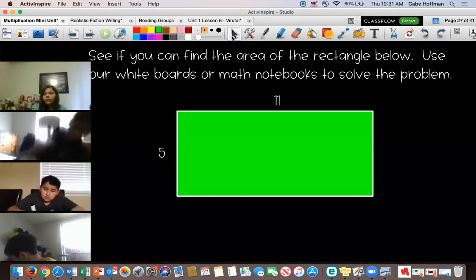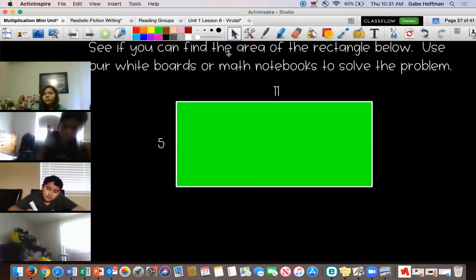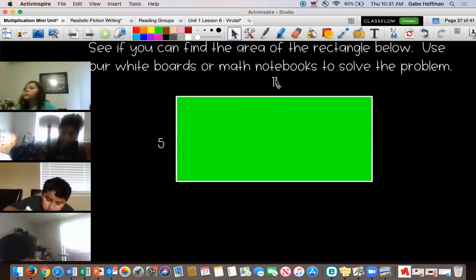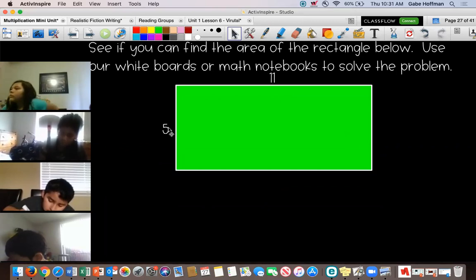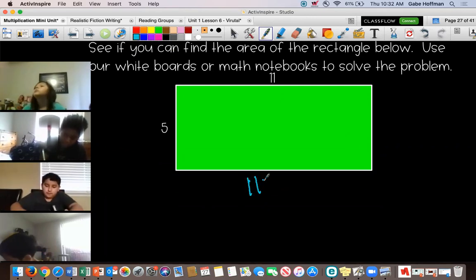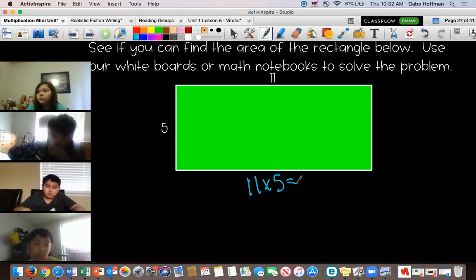So I'm gonna actually take this rectangle here. I'm gonna move everything up a little just to give us some more room to work with underneath when we go to share. So I want everybody right now to do 11 times 5, and I want you to go ahead and solve it. I'm going to give you 3 minutes to solve 11 times 5, and then we're going to share some of our strategies for finding our answer. So 11 times 5, you have 3 minutes starting now.